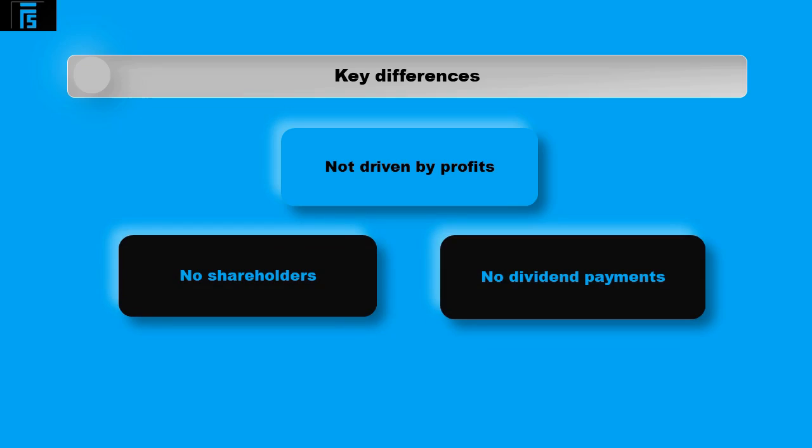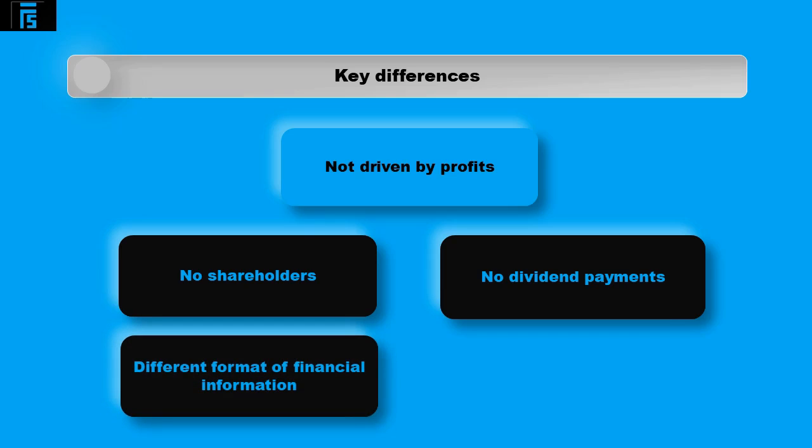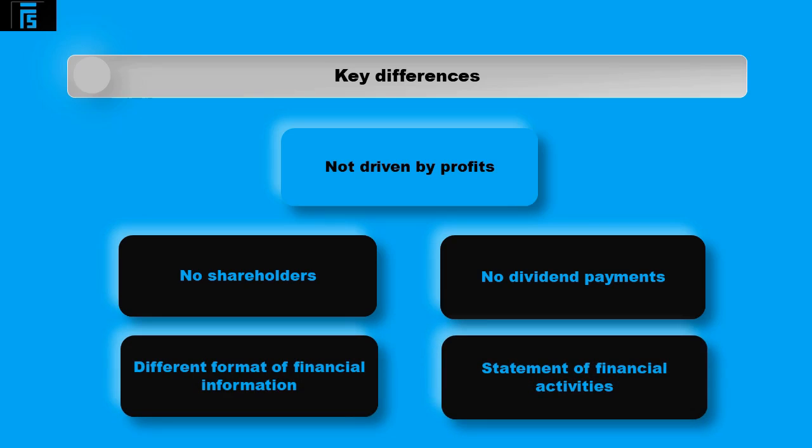The format of the financial information being presented will also be different. For example, a charity would prepare a statement of financial activities, which is formatted differently to a statement of profit and loss, as they are not in operation to make a profit.